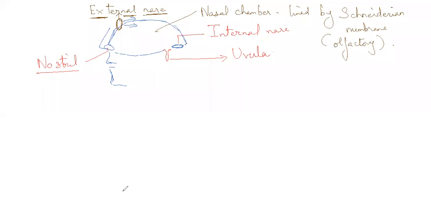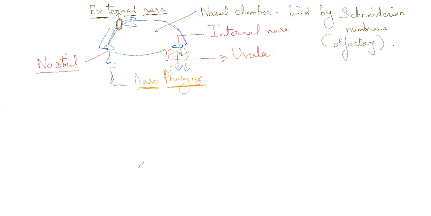Now the air enters into the pharynx. More specifically, it enters the nasopharynx. The part of the pharynx in which the air enters, where the internal nare is present, is the nasopharynx.